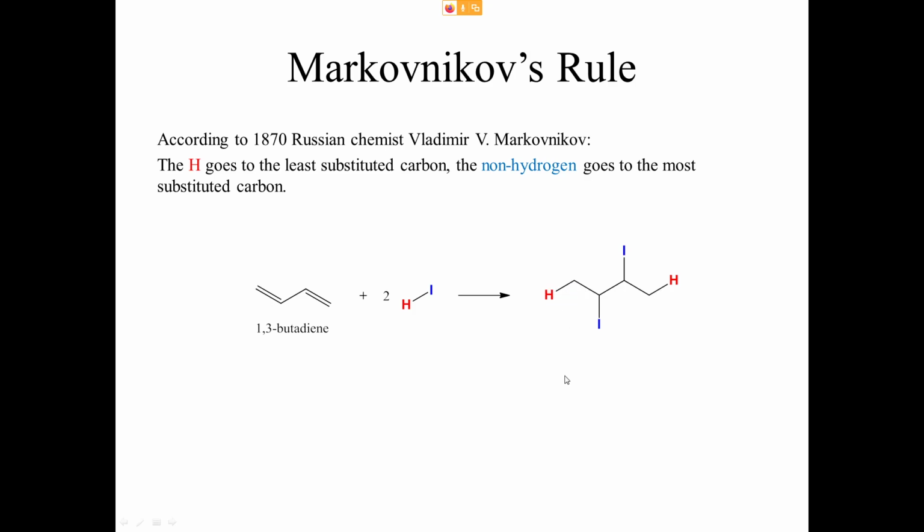So what is the name of this? 1,3 diiodine butane. Is it on 1? This is carbon 1. I'm sorry, 2,3 diiodine butane. Okay, so you're almost right. We're not going to call it diiodine. Imagine it being 2 chlorines. If it were 2 chlorines, you wouldn't say 2 chlorines. You say dichloro.